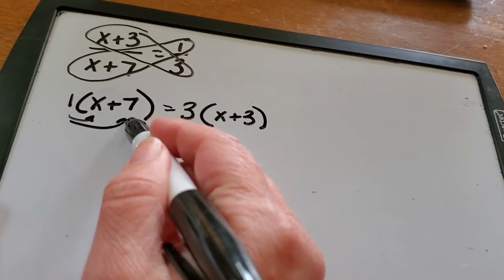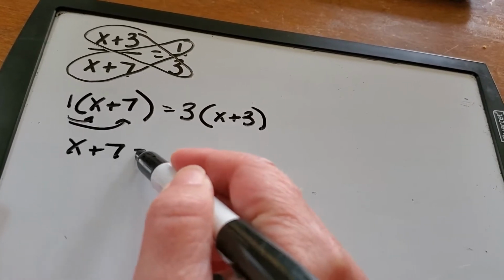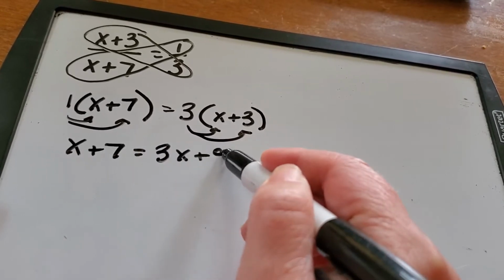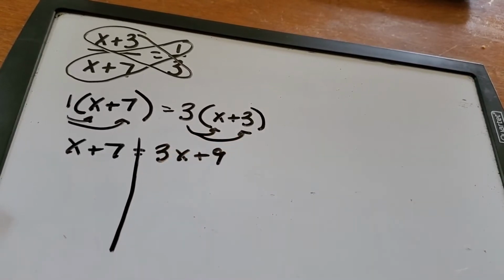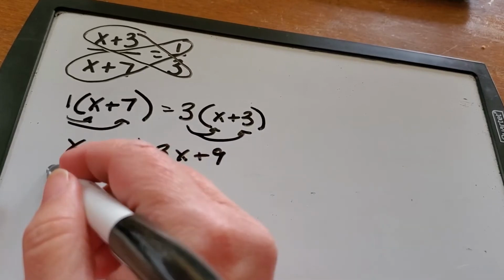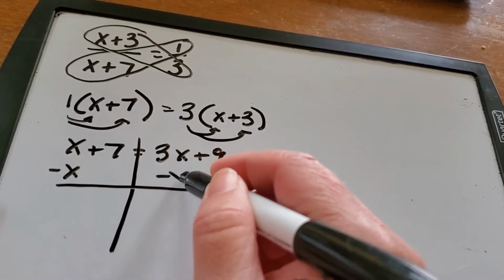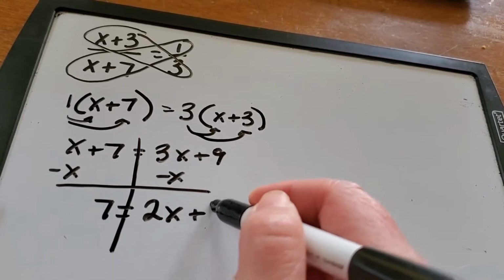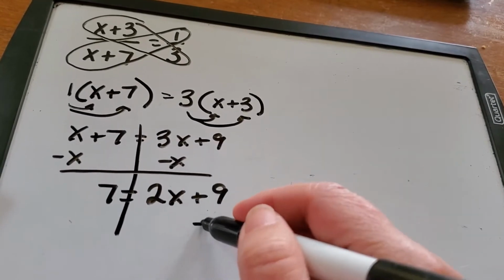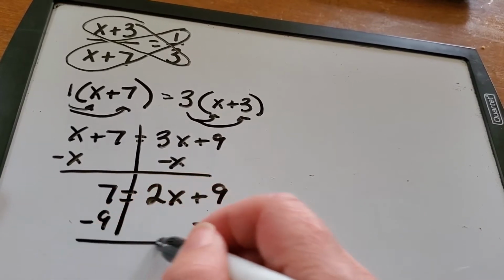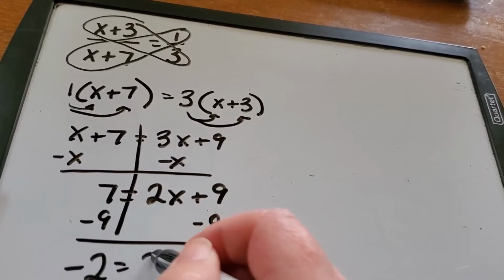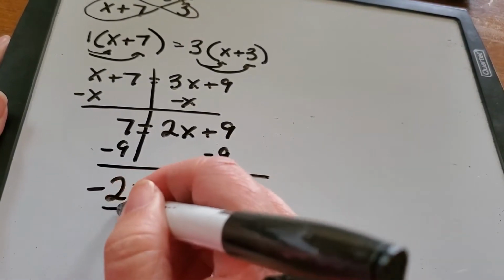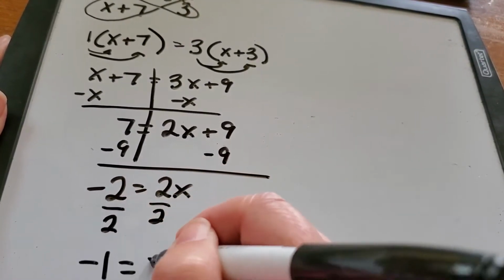Now multiplying by 1 doesn't change anything. That's just x + 7. Distribute the 3 there, and you're going to get 3x + 9. Now just solve your equation like normal. I'm going to subtract an x from both sides and get 7 = 2x + 9. I'm going to subtract a 9 from both sides and get negative 2 = 2x. Then I could divide both sides by 2, and I get negative 1 = x.